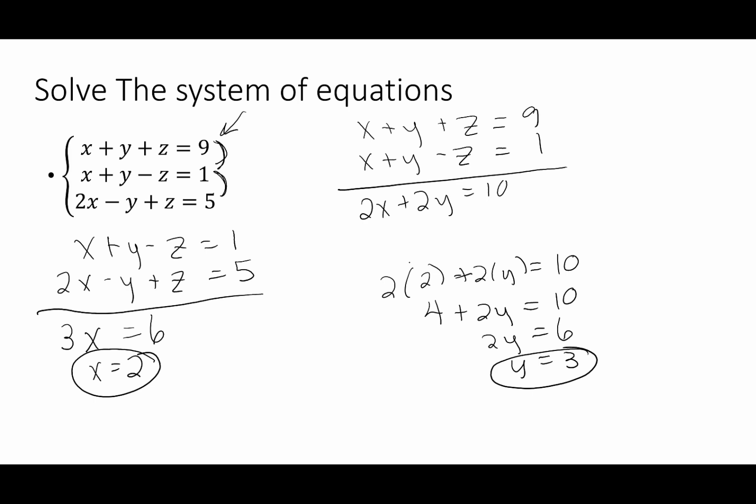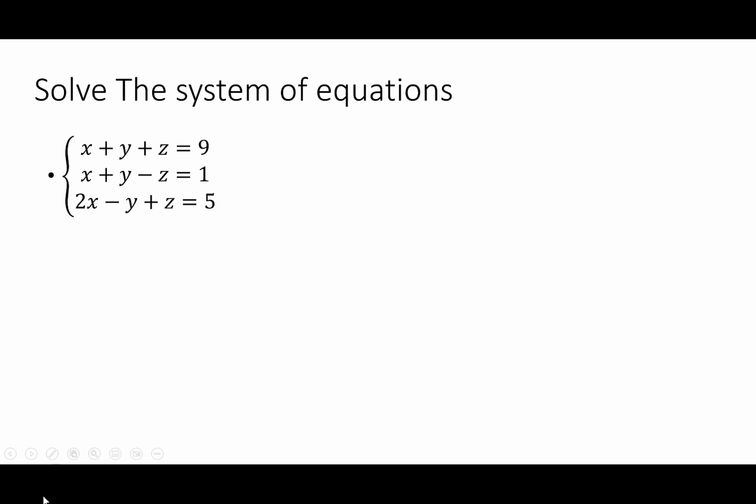Let's do the matrix calculator on this one also. So I'm just going to write down my matrix. I have 1, 1, 1, 9. So that's 1x, 1y, 1z. I have 1, 1, negative 1, 1. I have 2, negative 1, 1, and 5. Same size, 3 rows, 4 columns. That part won't have to change.